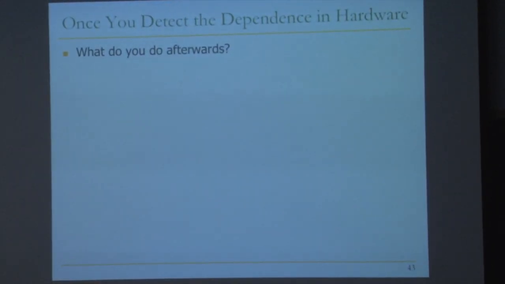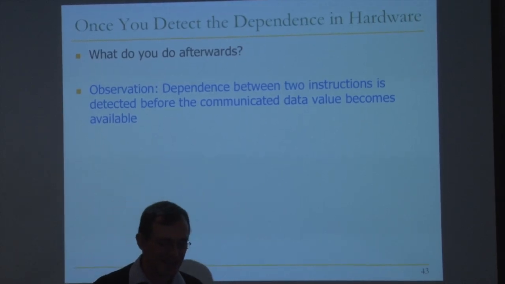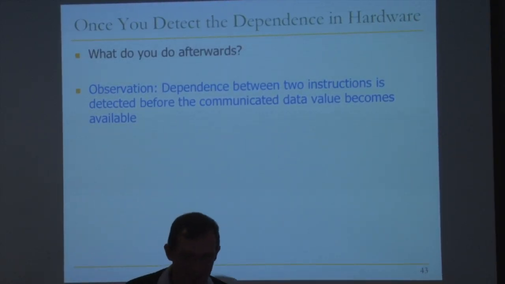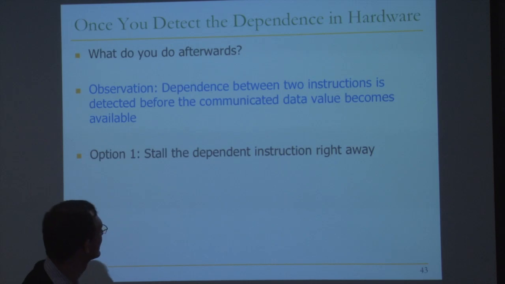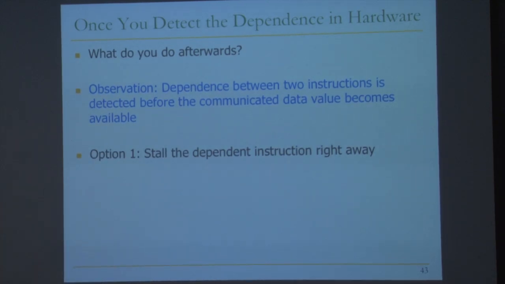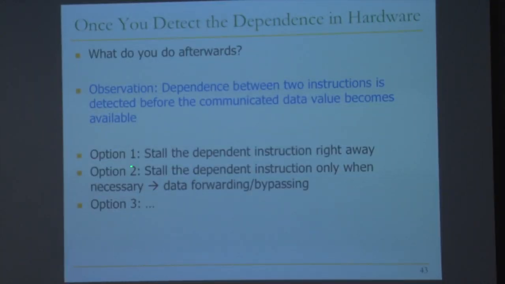Once you detect the dependence somehow in hardware, what do you do afterwards? The observation is that dependence between two instructions is detected before the communicated data value becomes available. You can stall the dependent instruction right away, if you know this. Or you can stall the dependent instruction only when necessary, using data forwarding and bypassing. I've talked about this, and maybe other things. Let's look at these cases first. Stalling the dependent instruction right away is kind of obvious. How do you implement this?